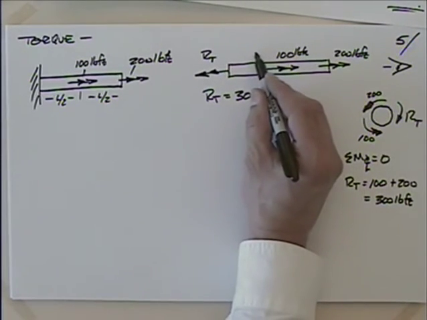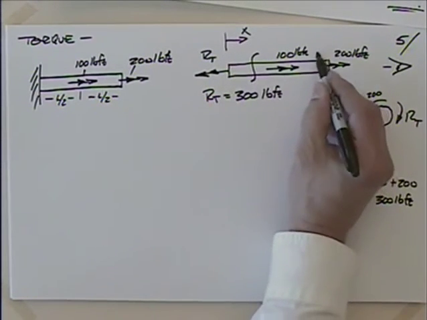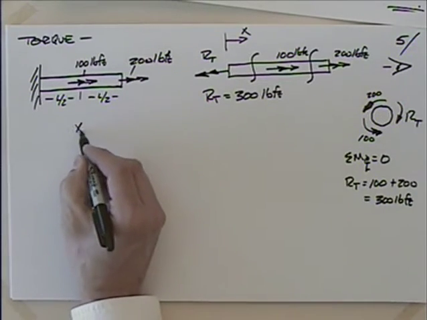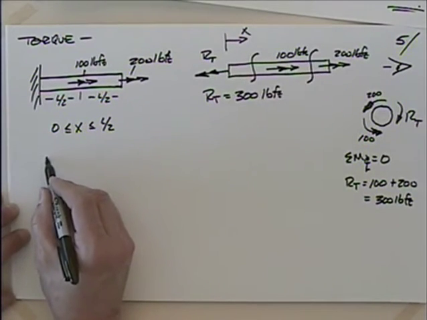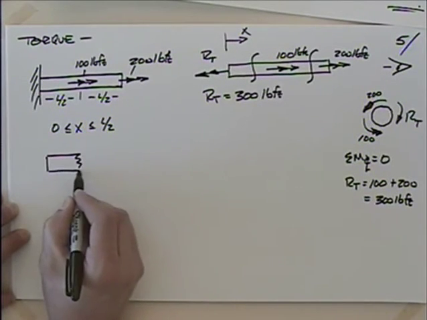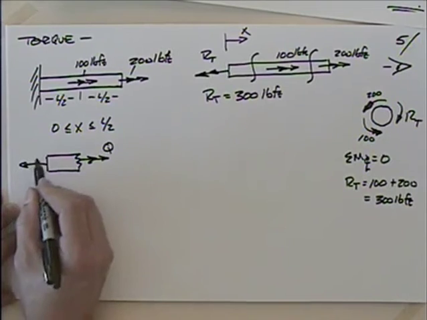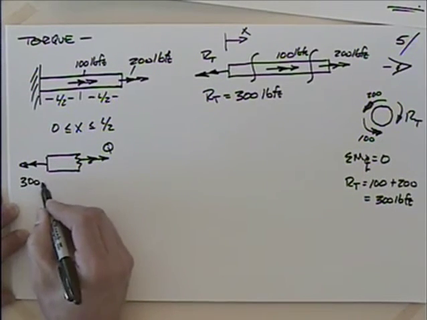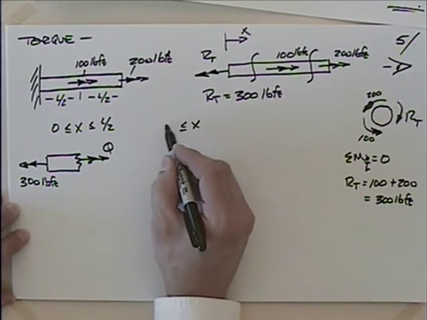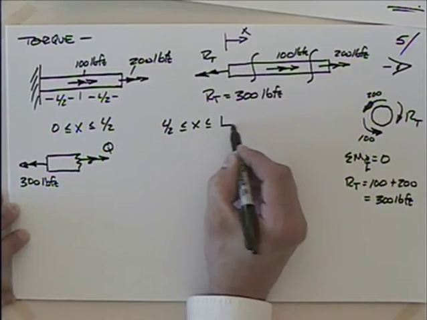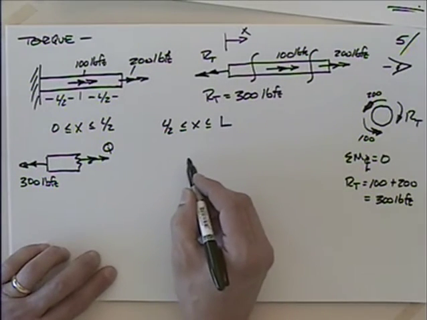Well, I'm going to go ahead and take a section then through here. I'll take X starting at the left-hand side. I'll take a section here in the first half, and I'll take a section in the second half. So I'm going to look at X between 0 and L over 2. We'll look at something like this, where we have this internal torque Q, and I have my reaction torque that I found to be 300 pound-feet. And then maybe I'll do this again for X between L over 2 and L. I'll probably just come from the right-hand side. That might make it a little faster.